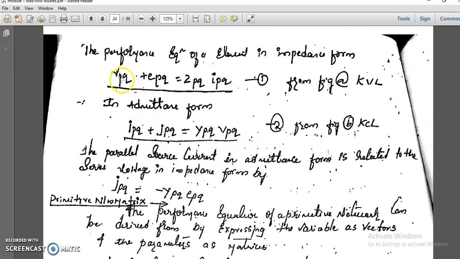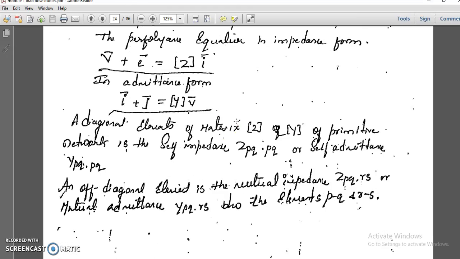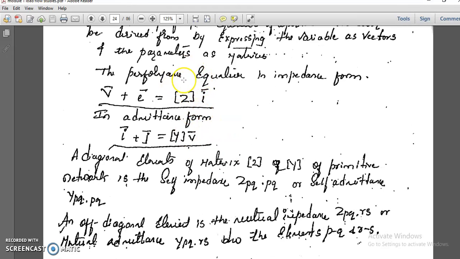So now current and voltage are all vector form, and this is matrix form. These are all variables in vector form. So now I will be writing the performance equation in impedance form, and this is admittance form. So these are the two performance equations of the primitive network. And this is very important, and Z and Y play a very important role.